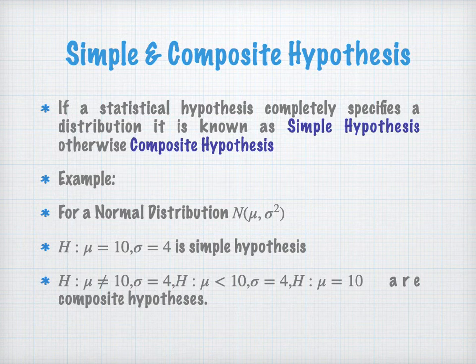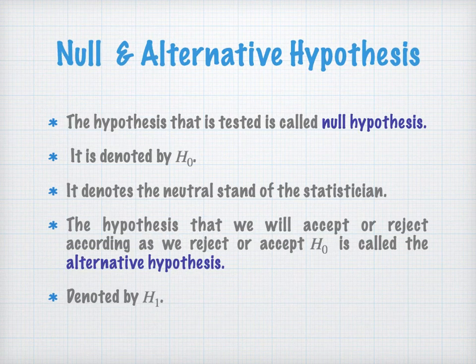So if the statistical hypothesis completely specifies a distribution, it is known as a simple hypothesis. Otherwise, it is known as a composite hypothesis. So the first one is an example of a simple hypothesis and the second one is an example of a composite hypothesis. Now we come to the null hypothesis and the alternative hypothesis.